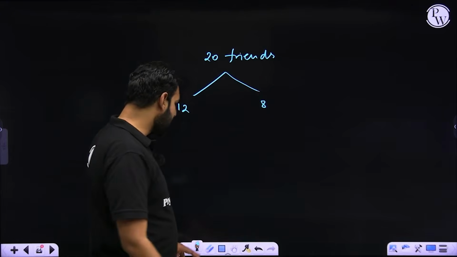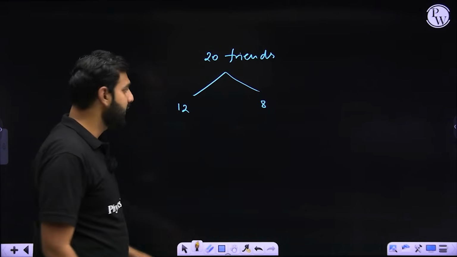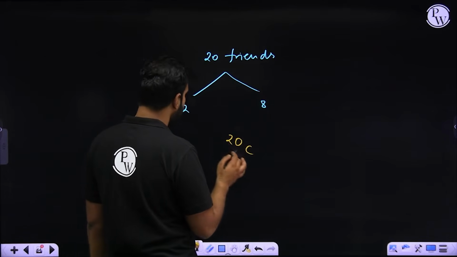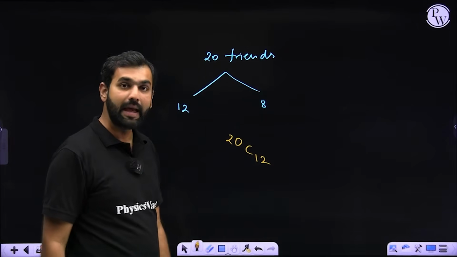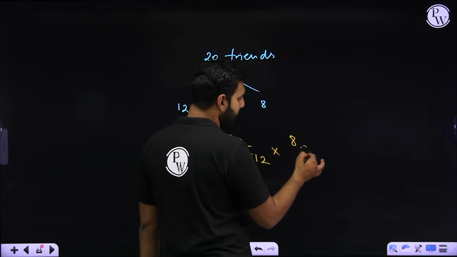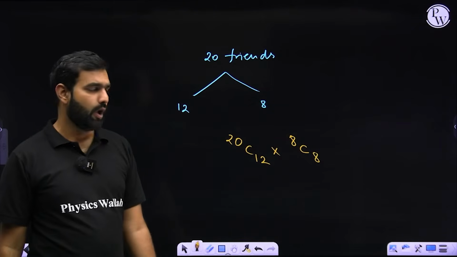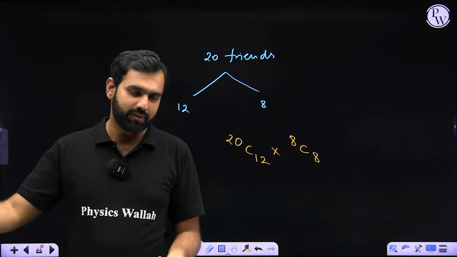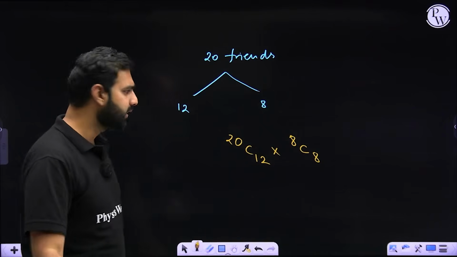Why? Because out of these 20 people, let's first select 12 people. I hope you're realizing. Out of these 20, 12 persons can be selected in 20C12 ways. And then what am I left with? 8 people. So out of those 8 people, 8 can be selected in 8C8 ways. Are you understanding my statement? Which is going to be 1 only. So once you have selected 12 persons, you are left with 8 persons, which you need not select because they are already selected. Did you get that part?